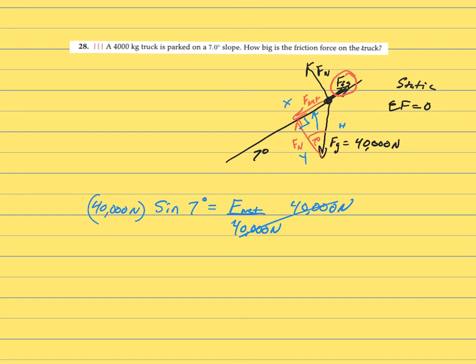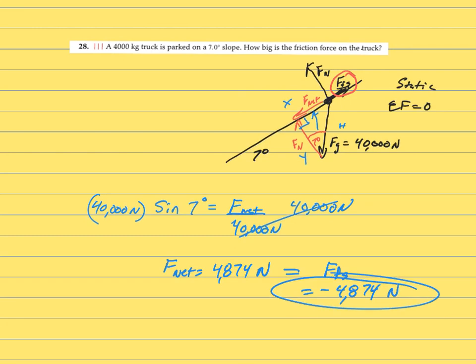I had to grab my calculator, and now I'm going 40,000 multiplied by the sine of 7. And I'm going to get force net equals 4874 newtons. And that has to be equal but opposite. So we're going to say the force of friction, static, is negative 4874 newtons because it opposes motion.